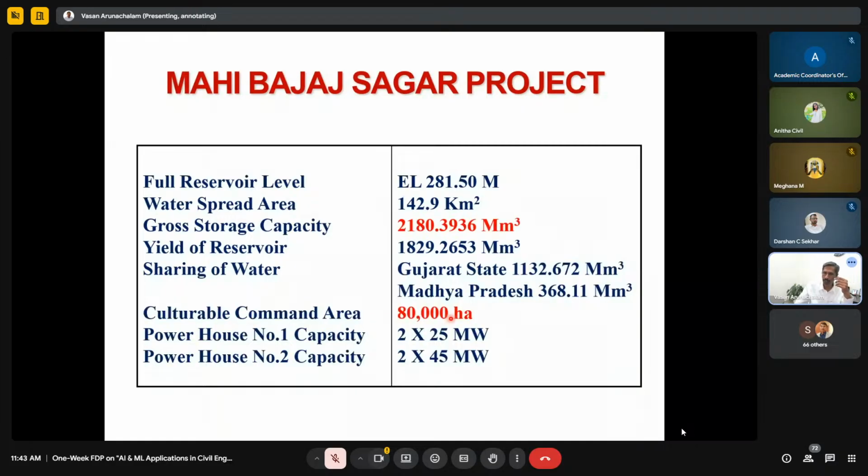Now, the larger problem here is that I need to understand the actual problem. I need to maximize my annual net benefits subject to maintaining these constraints, right? Here I also have to keep in mind how much water is going to come into the reservoir, which is a very important thing for me to understand that particular capacity. Here the gross storage capacity is around 2180 million cubic meters, right?